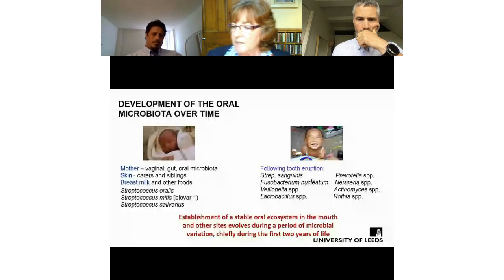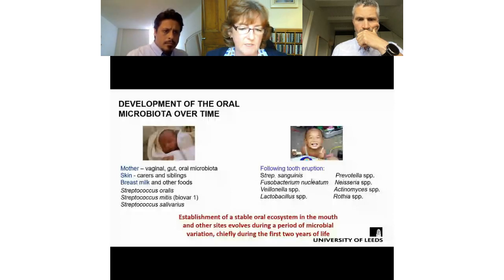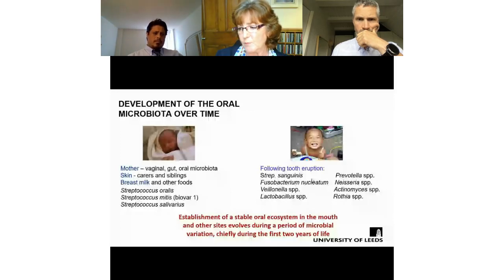So the establishment of that stable ecosystem evolves during a period where there's relative plasticity and variation, and mainly during the first 2 years of life. And there is plasticity as children develop, but by probably adolescence, it's really pretty stable. Over the years, that microbiome will develop, and its composition will be influenced by genetic variation and immune status.